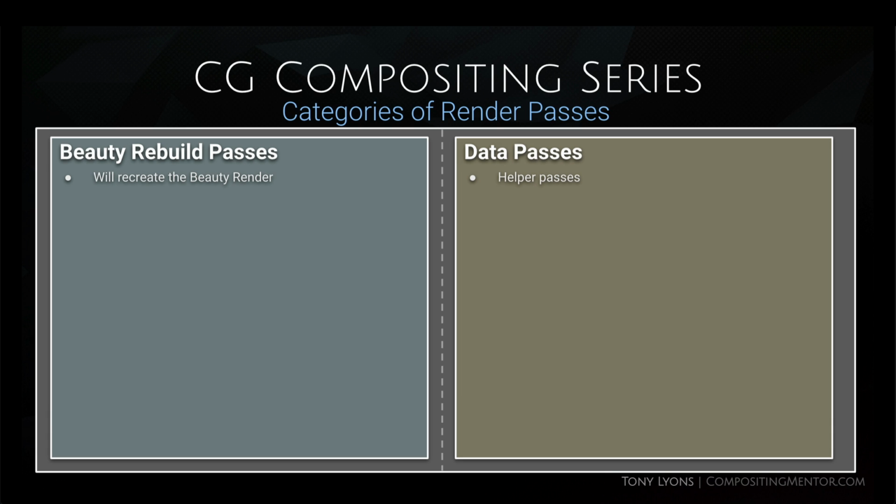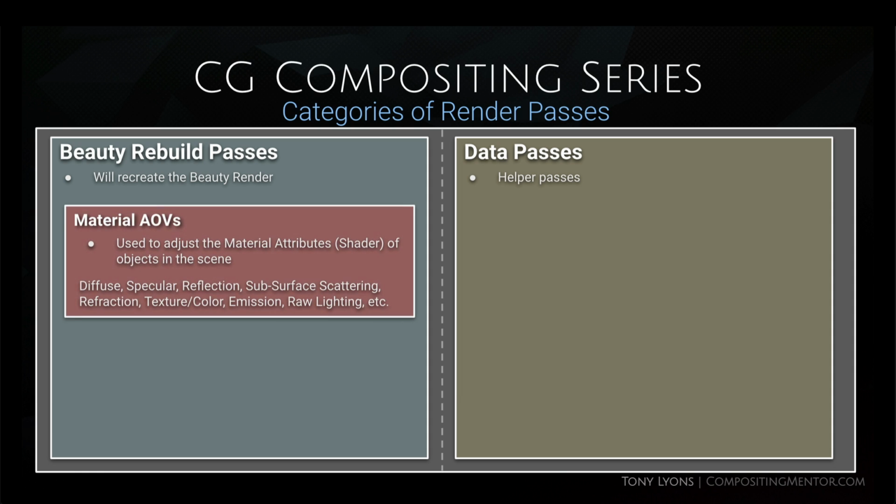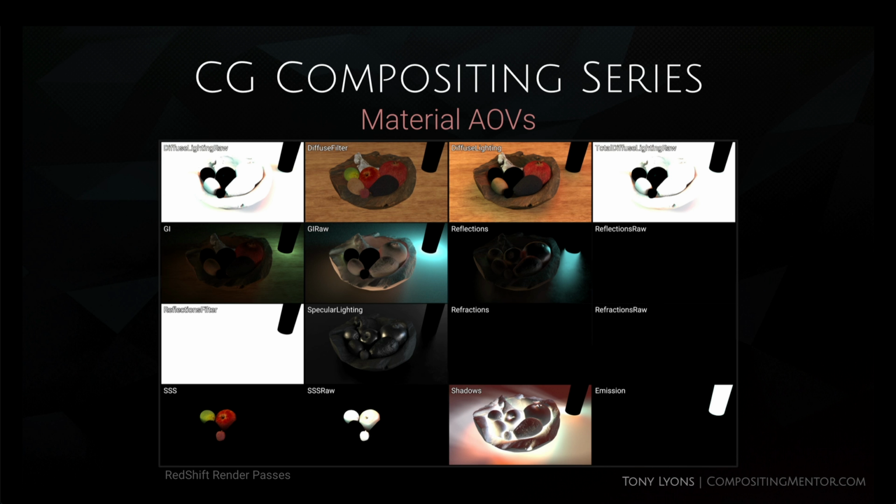The first category that we're going to talk about is called material AOVs. These are used to adjust the material attributes or the shader of the objects that are in the scene. Material AOVs include passes like diffuse, specular, reflection, subsurface scattering, refraction, texture or color passes, emission, raw lighting, etc. So here I have a contact sheet using the Redshift render passes, and these are all of the passes that I would lump into the material AOVs category.